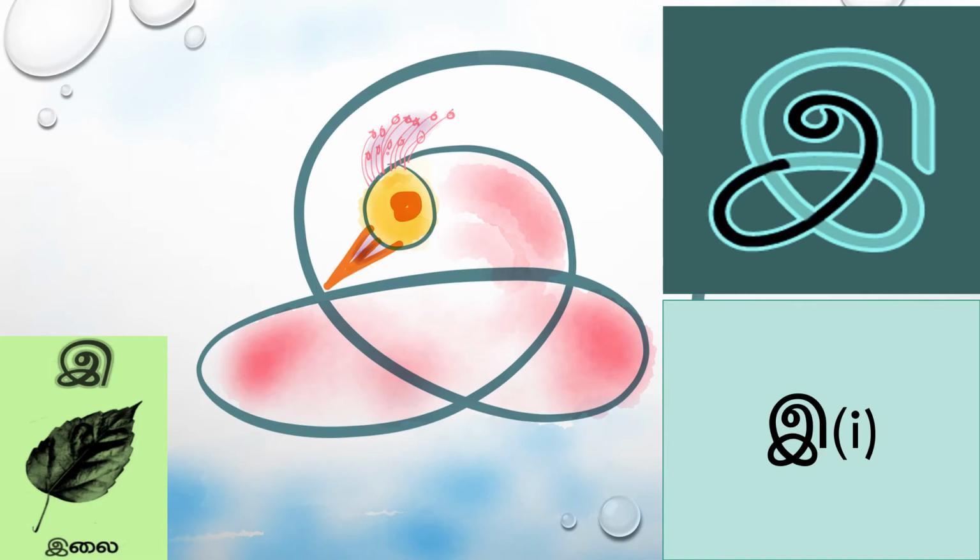What we see now is E, and it's pronounced E, which is a short vowel. The example I've given on the left is Ilai. Ilai is the leaf.